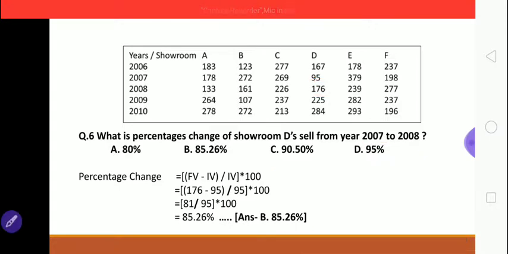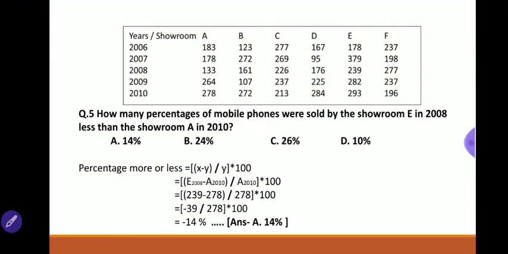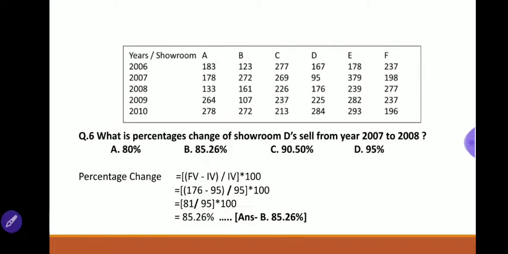If you put in the values you will get this percentage as 85.26, and it is the second option. Therefore option B will be correct for this question. So like that, on this table DI we have solved 6 questions, and it will cover all the types of questions which can be asked on that table DI.